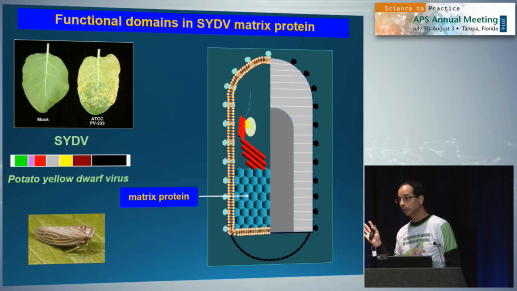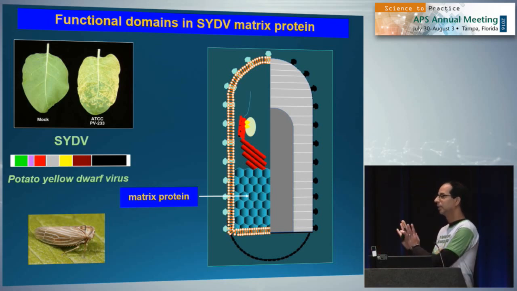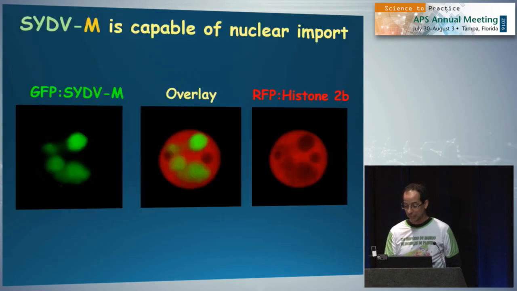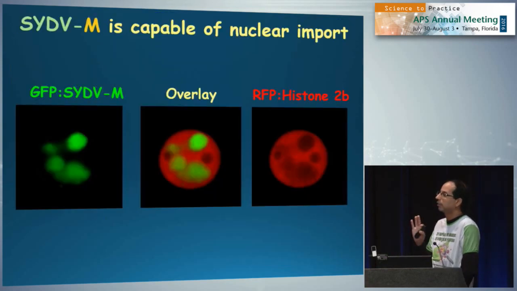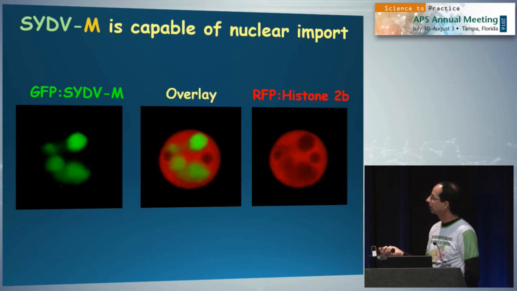The structural role of this protein is to condense the nucleocapsid during virion formation. But like I said, viral proteins often have other functions. So let's start very simply. Take the matrix protein, express it as a GFP fusion, and it's targeted to the nucleus in transgenic plants that express histone fused to RFP.